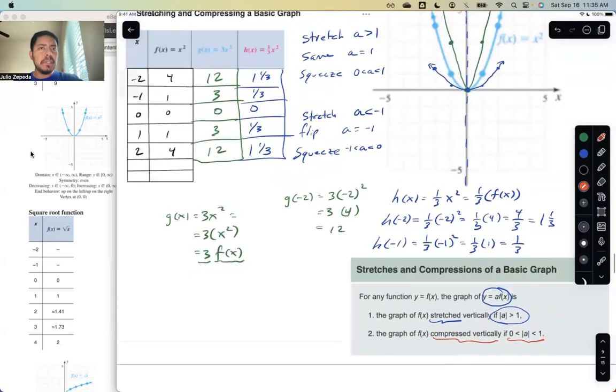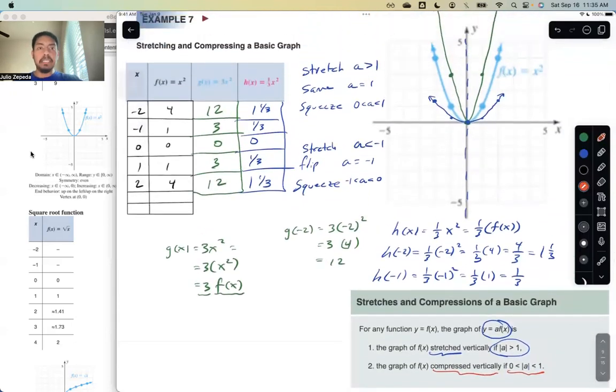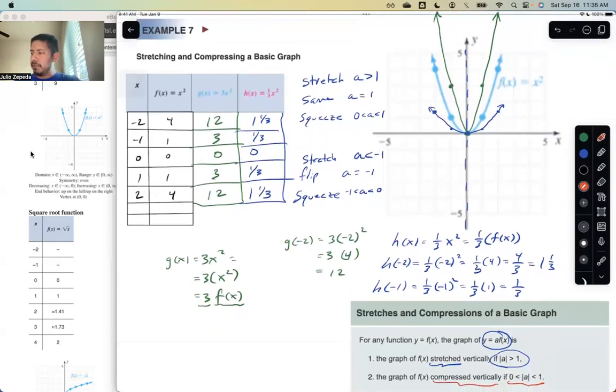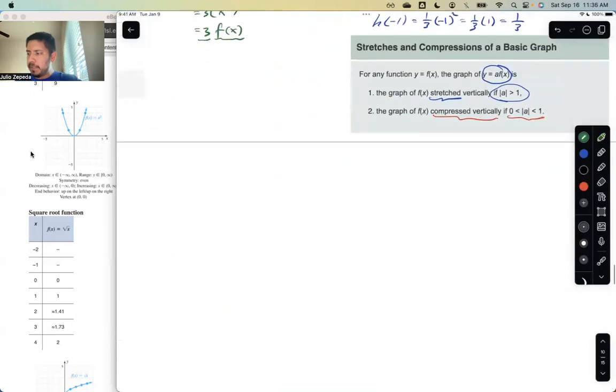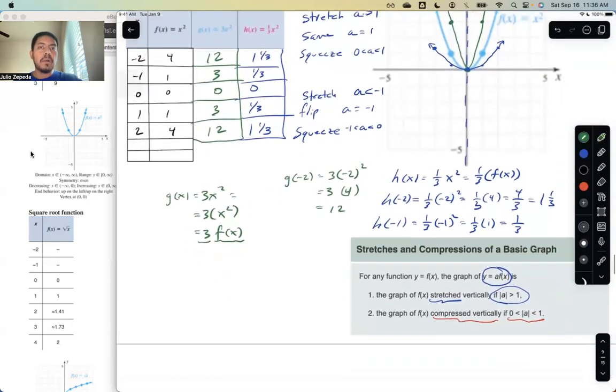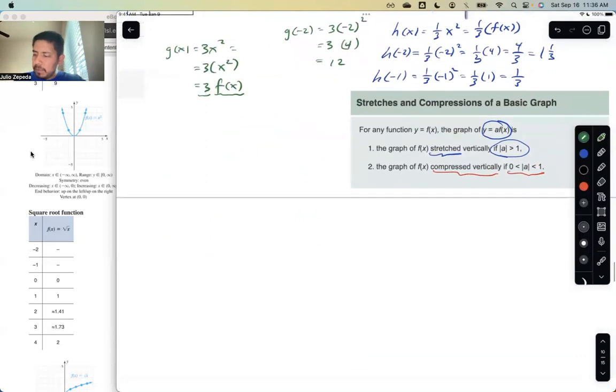And the last one, they actually don't cover in the textbook, or at least not in section 2.6. I looked through the entire section, didn't find an example of it. So I'll just write up a page here for it. And it is for stretching or compressing horizontally. Okay, so I'll just say horizontal.